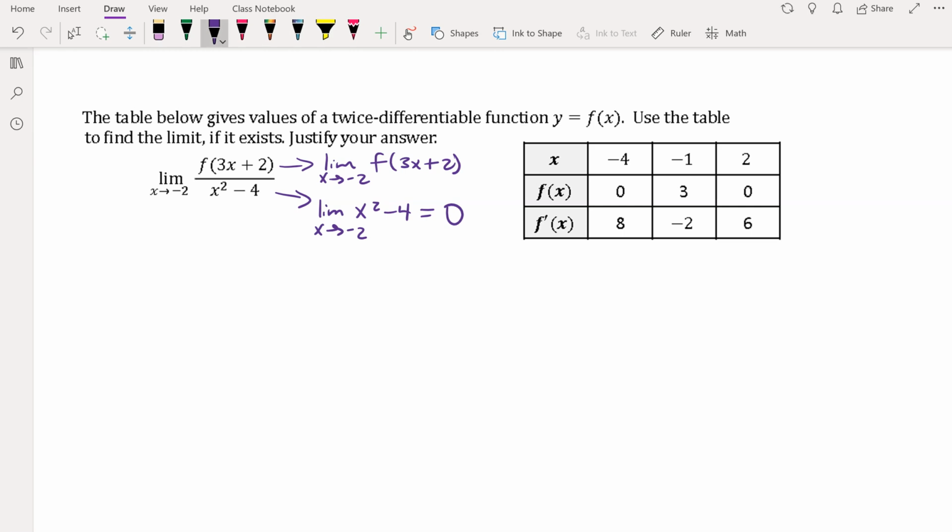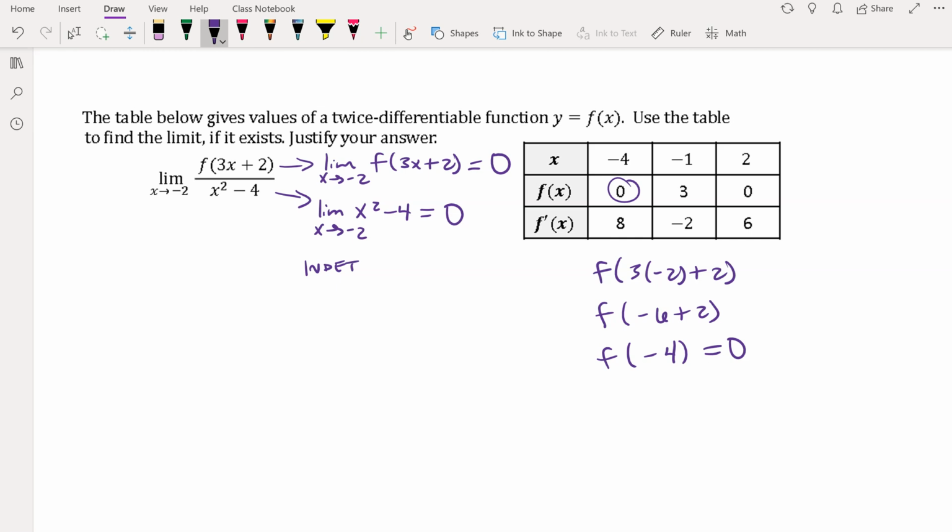Let's test the other one. If we plug in negative 2: f of 3 times negative 2 plus 2. That's the same as f of negative 6 plus 2, which is f of negative 4. Let's find f of negative 4: it equals 0. So we do have a case of 0 over 0. This is indeterminate form. So what are we going to use? L'Hopital's. So let's use L'Hopital's.